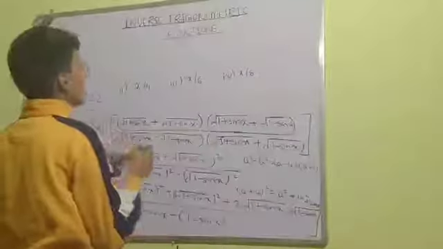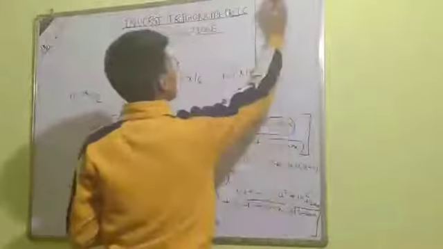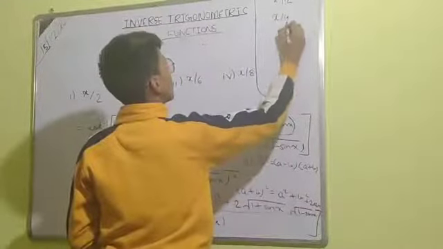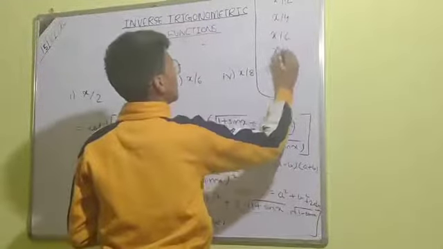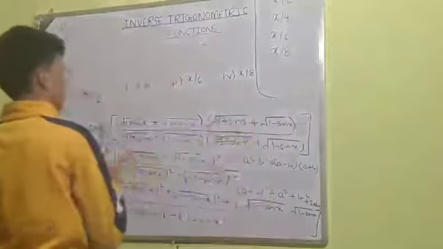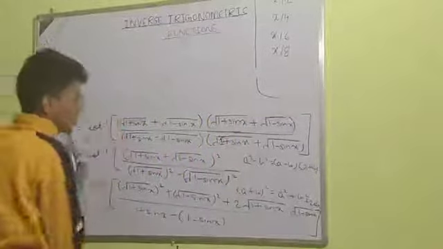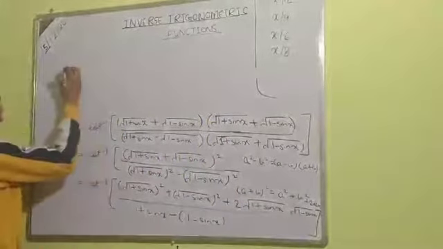So I will write options here, that is x by 2, x by 4, x by 6, x by 8. Okay, so this is enough for this.